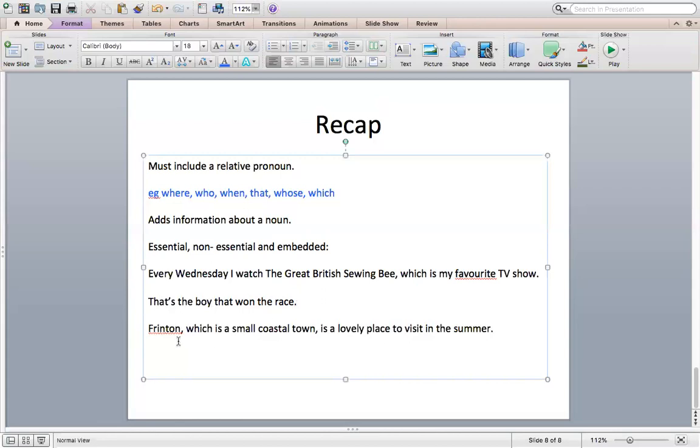And then the last one, Frinton, which is a small coastal town, is a lovely place to visit in the summer. Which is a small coastal town, is our embedded clause. It's extra information. We need to separate it with our commas.